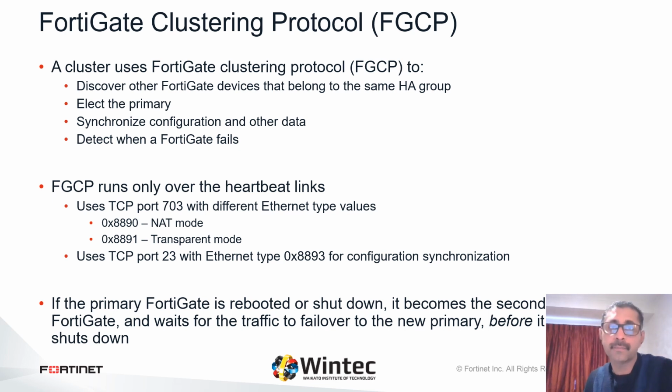When you manually restart or shut down the primary FortiGate, before the primary FortiGate actually shuts down, it becomes necessary that the secondary device in the HA cluster takes over the role of the primary and waits for the traffic to fail over to the new primary before it shuts down or reboots. Now, there is a specific protocol that is in place, and you will experience that as you go ahead with this particular lab.